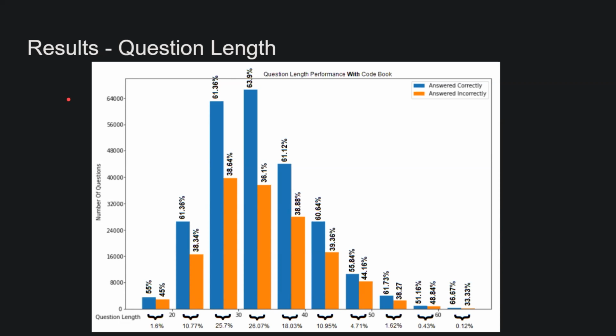Another analysis that we did was to measure the per question length accuracy. The y-axis is the number of questions, and the x-axis is the actual question length. To make this more readable, we separated the length in bins of 5. So for these results, we can see how questions 55 to 60 characters and less than 20 characters contain the biggest percentage of failure, with 51.16 and 55% accuracy respectively.